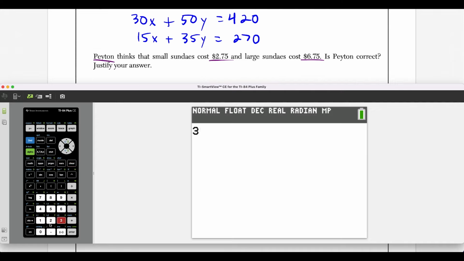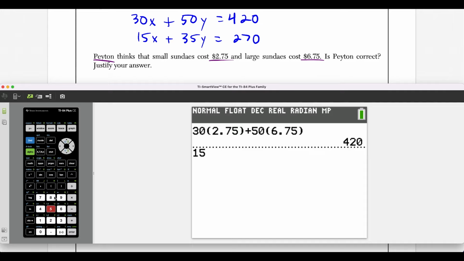So if Peyton was correct, then 30 times x, but x is 2.75 for a small, plus 50 times the cost of a large sundae according to Peyton, which is $6.75. So we're going to do 6.75. And will this add up to 420? Yes, but you have to be very careful. In order for this to work, it also has to check with the second equation.